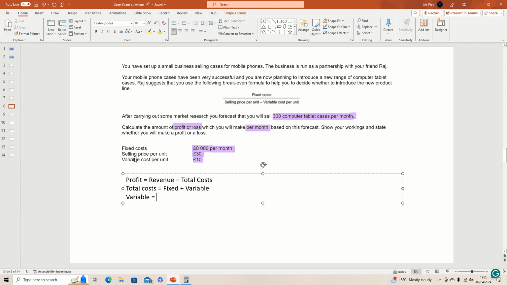It says variable cost per unit is 10, and we're selling 300, so it's 10 times 300. So the variable are 3,000. So that means our total costs per month are 3,000 plus 8,000. So fixed costs 8,000, variable costs 3,000. That is our total.